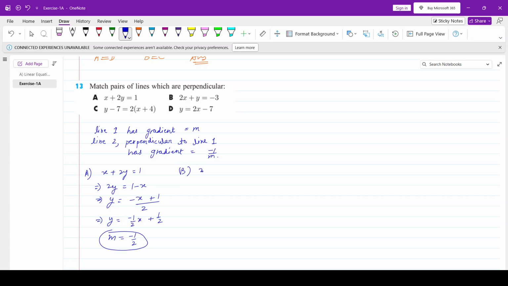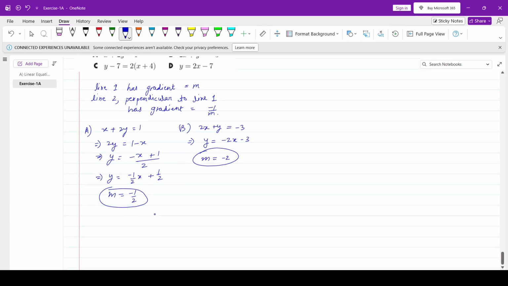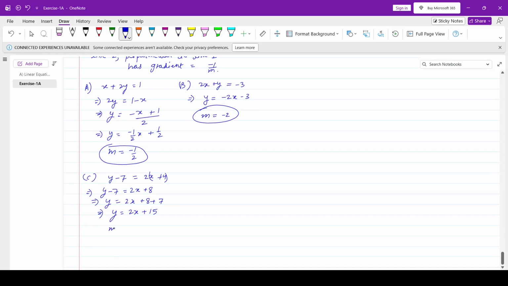Similarly, for equation B, 2x plus y is equal to minus 3. y is equal to minus 2x minus 3. So we can say m is equal to minus 2. Equation C, y minus 7 is equal to 2x plus 4. And we say y minus 7 is equal to 2x plus 8. Therefore, y is equal to 2x plus 8 plus 7, or y is equal to 2x plus 15. From here we can say m is equal to 2.